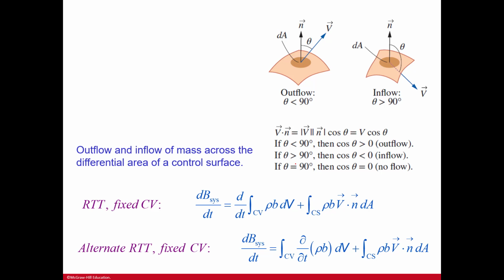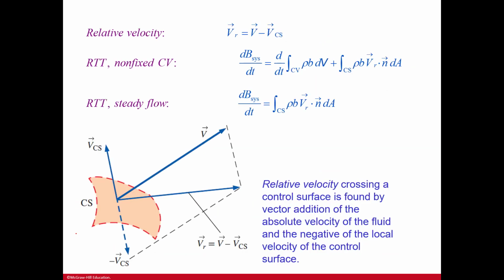So if theta is less than 90 degrees, then cosine theta is greater than 0. If theta is greater than 90 degrees, cosine theta is less than 0. And if theta is equal to 90 degrees, then cosine theta is equal to 0, which is no flow. And so that's where you can see this outflow and inflow here. And then here are additional formulas. Again, we're not going to spend a ton of time on this because we're going to be working the problems.